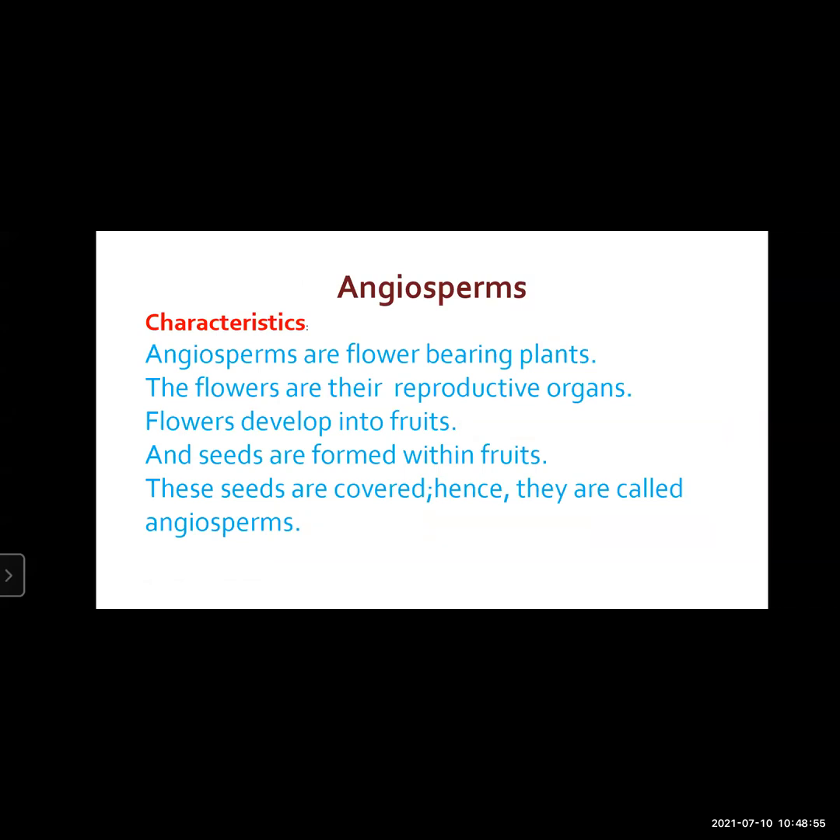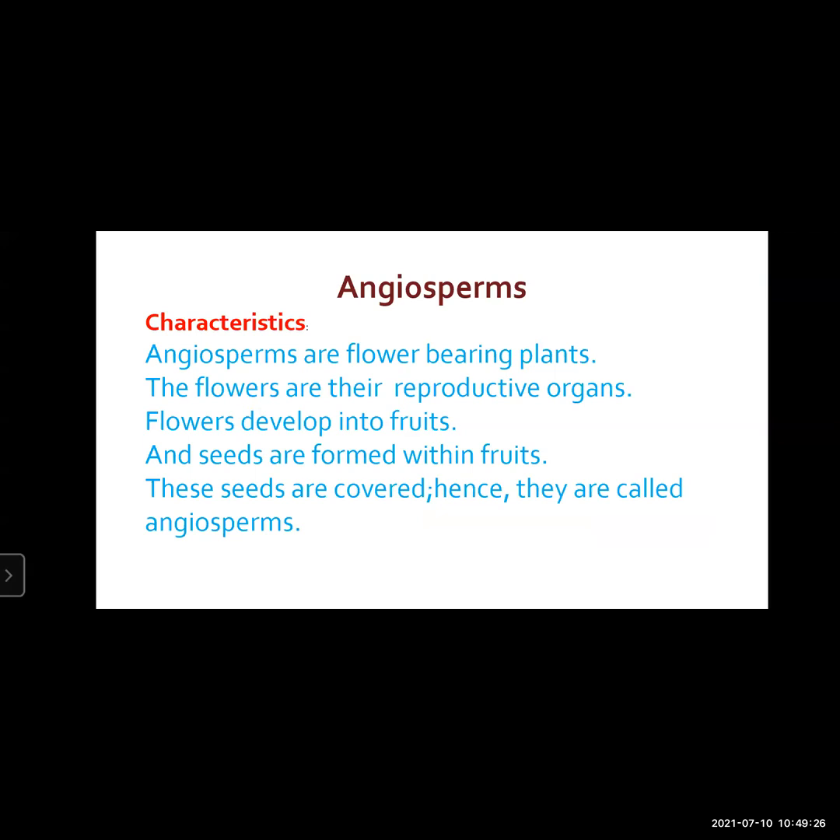Okay, so only this part is remaining, angiosperms. We started with angiosperms yesterday. So what are the characteristics of angiosperms? Angiosperms are flower-bearing plants. The flowers are their reproductive organs. Flowers develop into fruits and the seeds are formed within the fruit. So these are the characteristics of angiosperms.